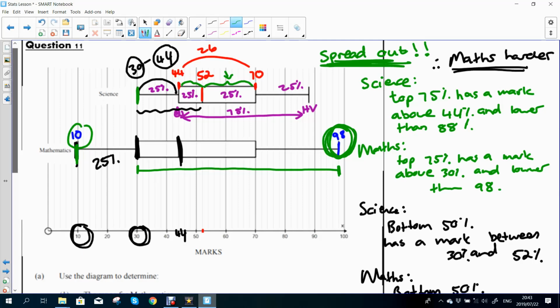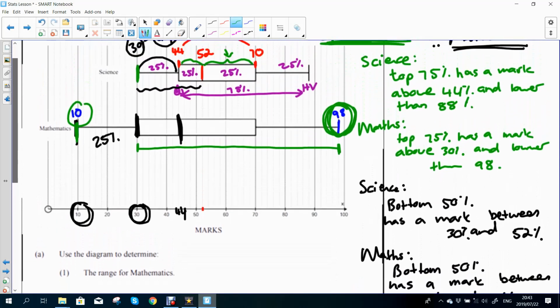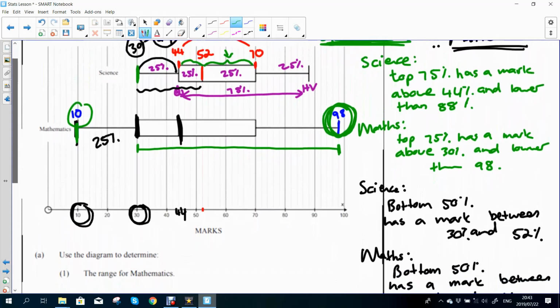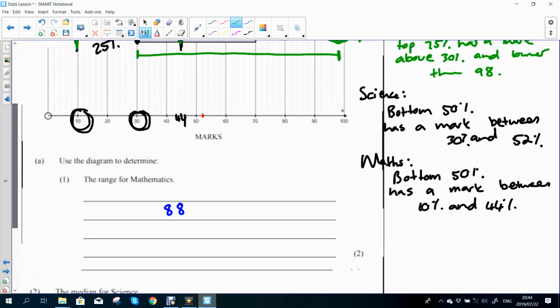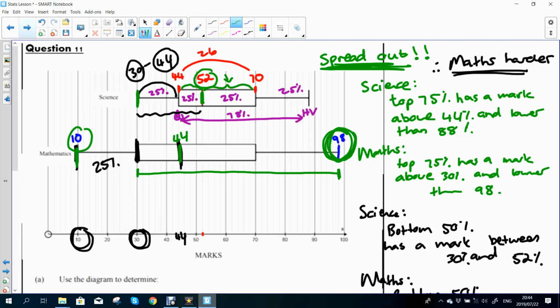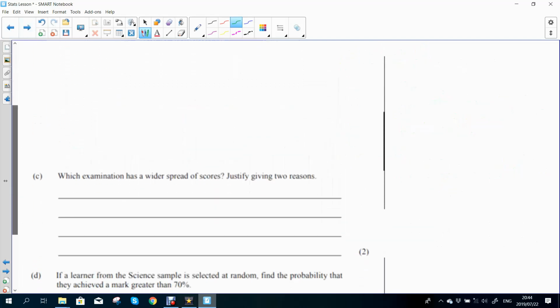And when you tell me something about the spread, talk about the percentages of the blocks, talk about the median. You can mention the median if you want. The median here for science is 52. The median here is 44. So the median for maths is lower. Your middle value for maths is lower, which is another indicator that the maths paper was the harder one. So I hope that makes sense, guys. There's lots of marks that we can give away there, but the percentages will definitely help.